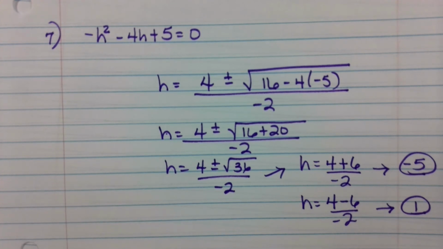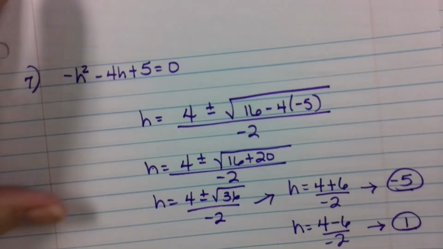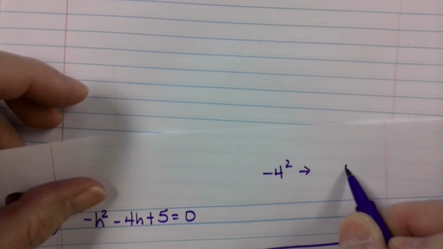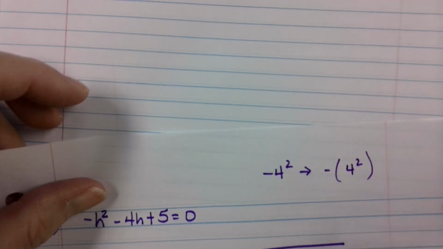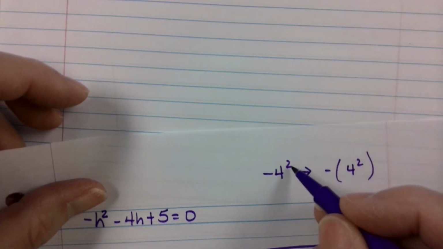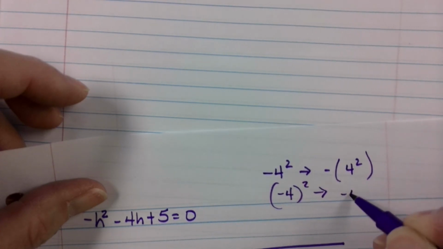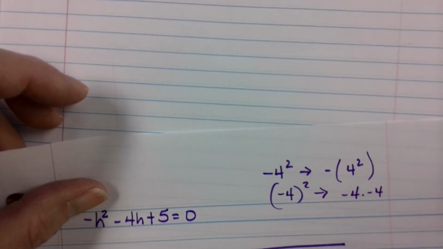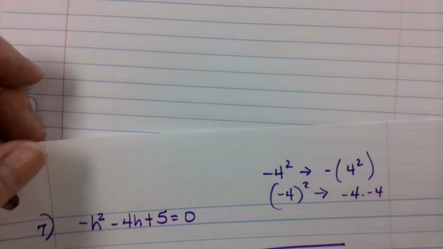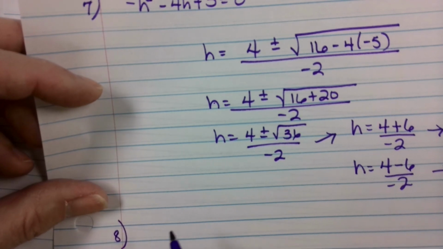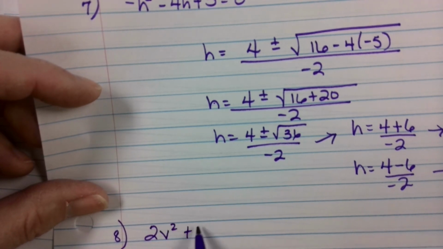When you do it in your head, when you think negative 4 squared, you just know it's positive 16, but the calculator has to have parentheses. If you write negative 4 squared, it means square the 4 and then take the opposite of it, because the exponent is on the 4. But if you do this, it means do negative 4 times negative 4. So the way it's written matters. Okay?